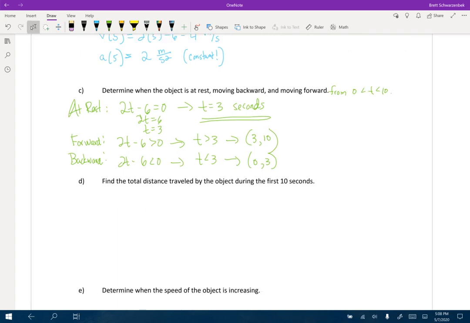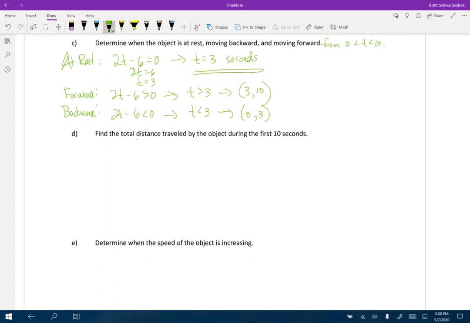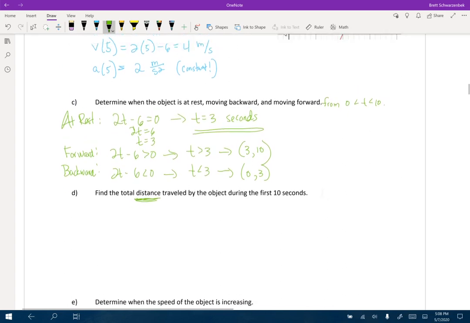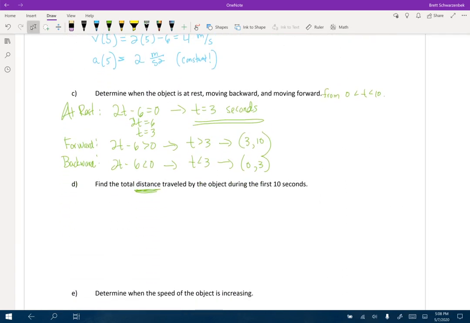Next, we need to find the total distance. So not displacement, even though we need displacements in order to do that. Between rest times, we need the total distance. So we always need to identify when the object is at rest. We determined that it is at rest at t equals 3 seconds. Our full interval is t from 0 to 10, so we need to break this interval up and find displacements from 0 to 3 and 3 to 10.